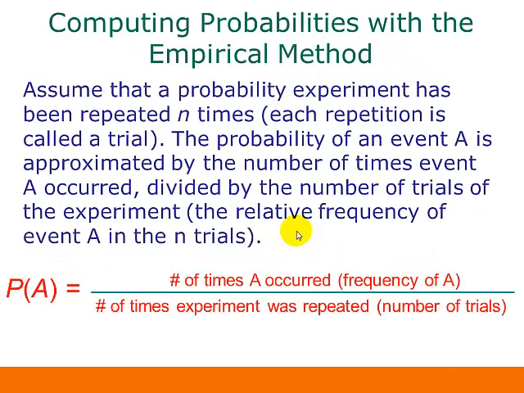To compute the probabilities, we assume that a probability experiment has been repeated n times. Each repetition is called a trial. The probability of an event A is approximated by the number of times event A occurred, divided by the number of trials of the experiment. So we're just computing the relative frequency of event A in the n trials. Then to approximate the probability of A, we take the number of times A occurred, or the frequency of A, divided by the number of times the experiment was repeated, or the number of trials.